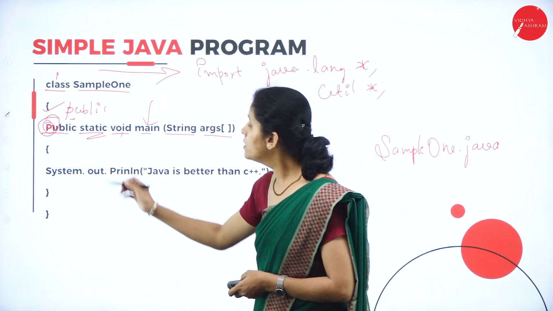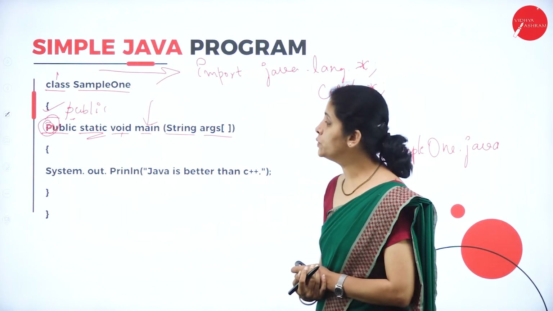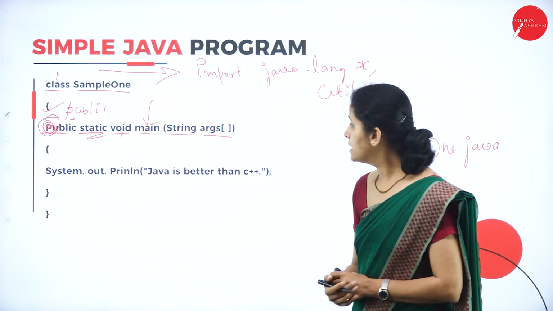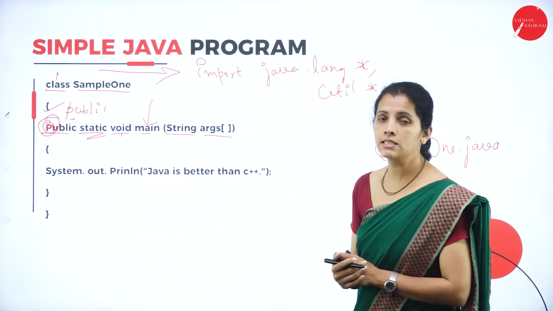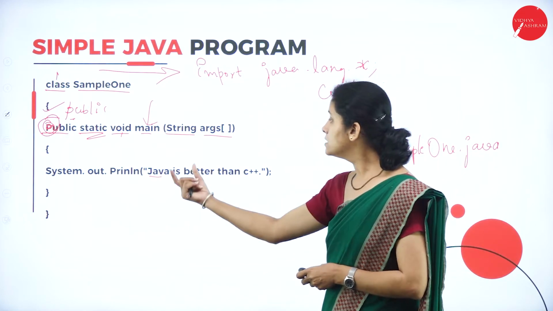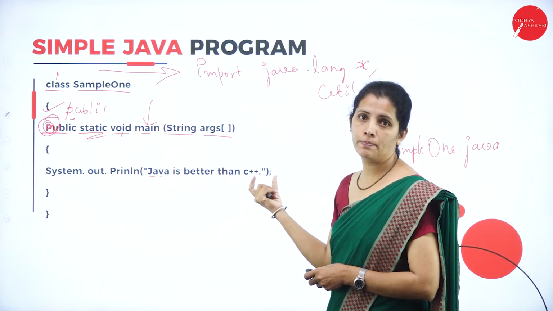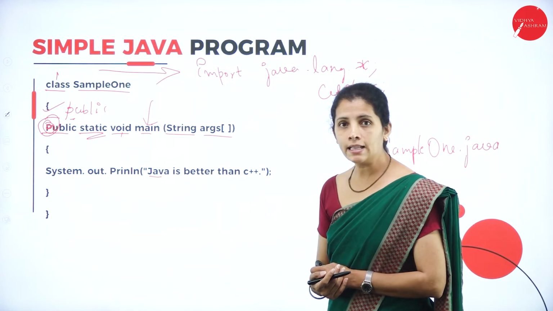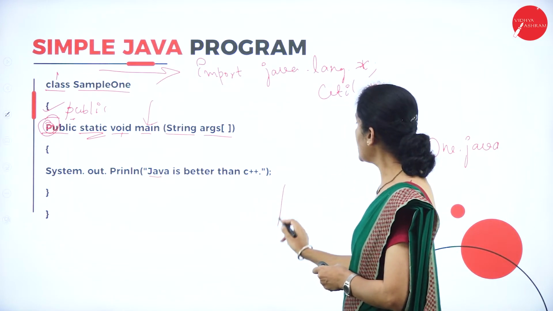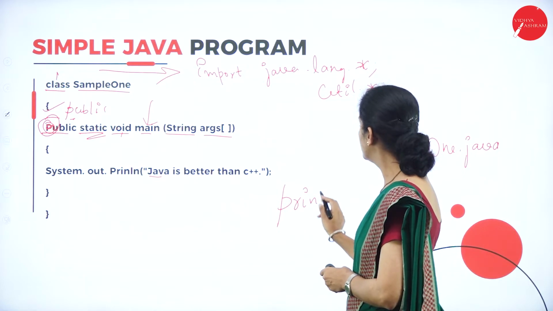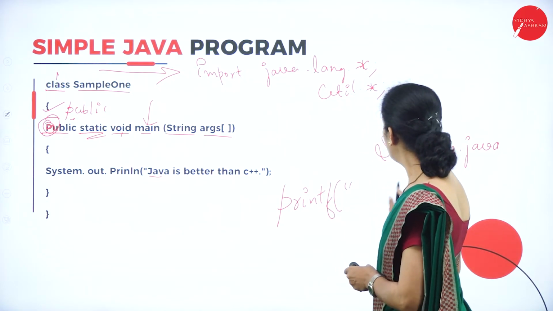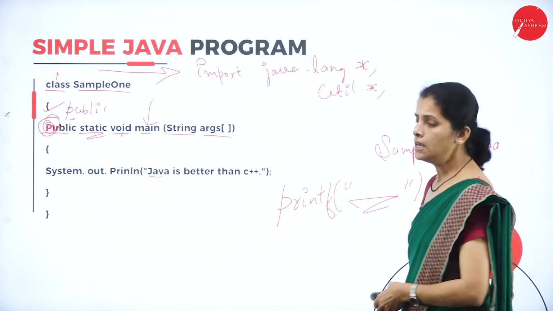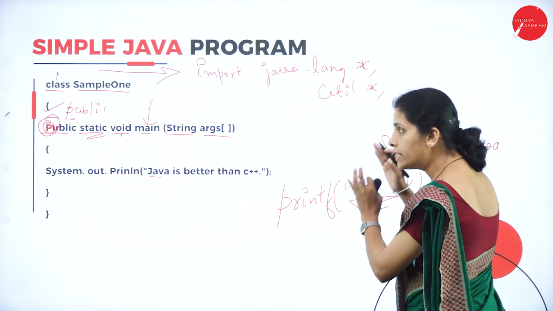Fine. Now, inside this, I'm going to write the code. What do I want to write? I just want to display a message: Java is better than C++. If I consider a C program, directly I can write printf, and within double quotes, I write Java is better than C++. The same statement I'm going to replace.